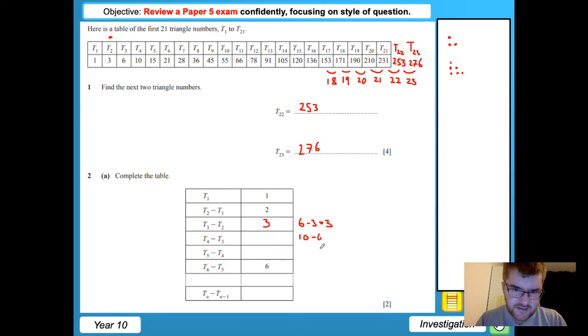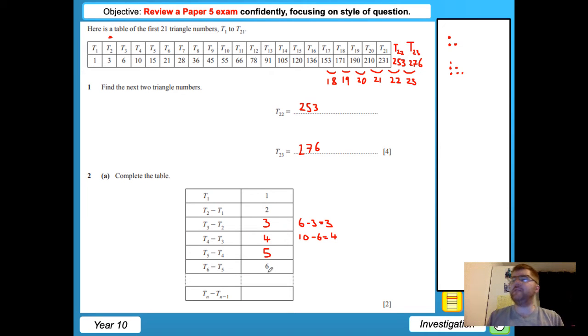And probably at this point you can see the pattern that arises. So this is going to be 4. This is going to be 5. And you can always check this by taking away these numbers. Okay, so we get 1, 2, 3, 4, 5, 6.